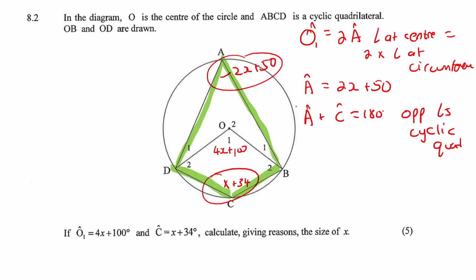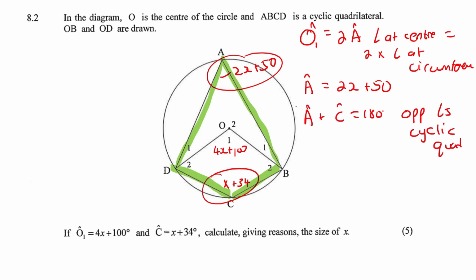It's actually a very easy question. So that's 3x plus 50 plus 34, which is 84. Take the 84 to the other side. You end up with 96. Divide both sides by 3. You get x equals 32 degrees.